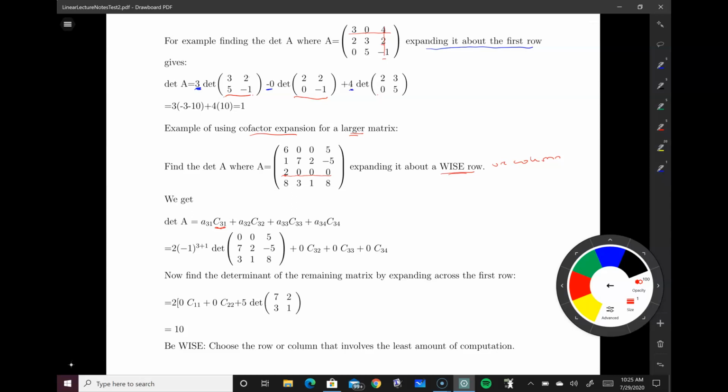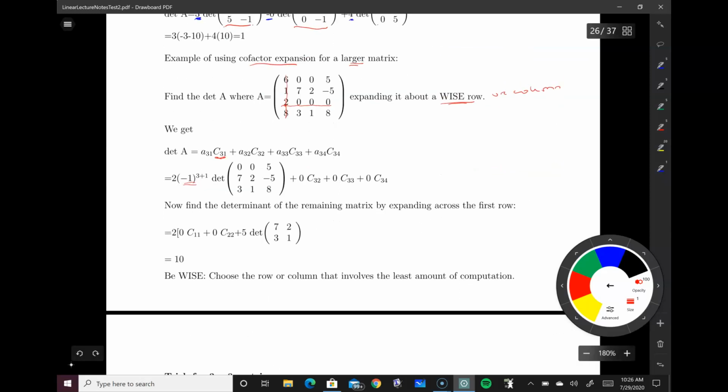Okay, and so you can just count through and do the positive, negative, positive, or you can use this notation here. So here I'm going to move down, so positive, negative, positive 2. And that's the same thing as saying negative 1 to the 4th power, which is 3 plus 1. So positive 2, and then I'm going to have the determinant of the matrix that's left over. So 0, 0, 5, 7, 2, negative 5, 3, 1, 8. So I get this. And then it'd be 0 times the others. So I just put them there for effect so you could see them, but they really don't need to be written there.